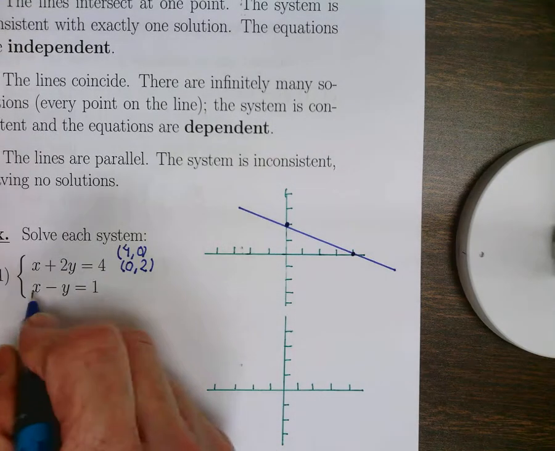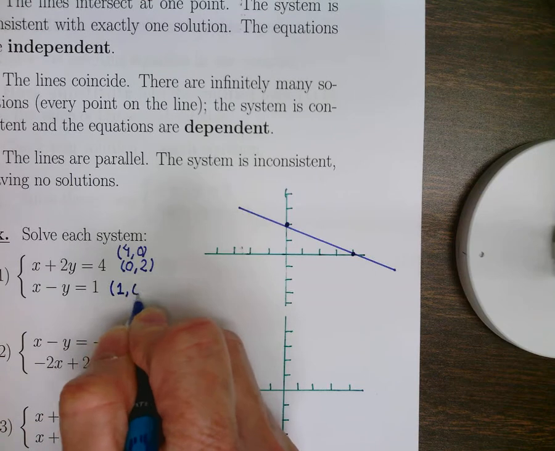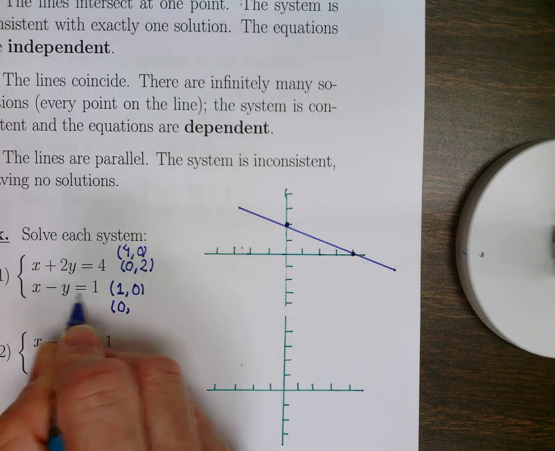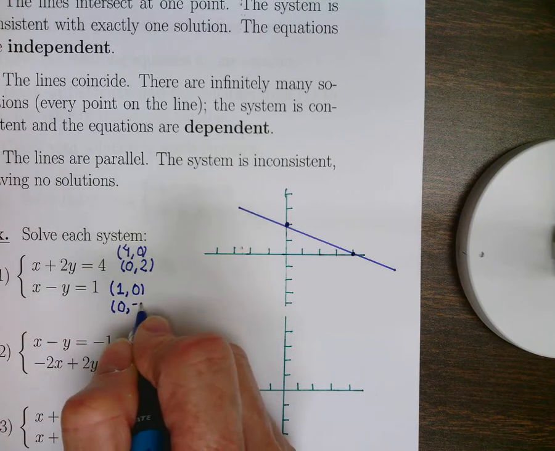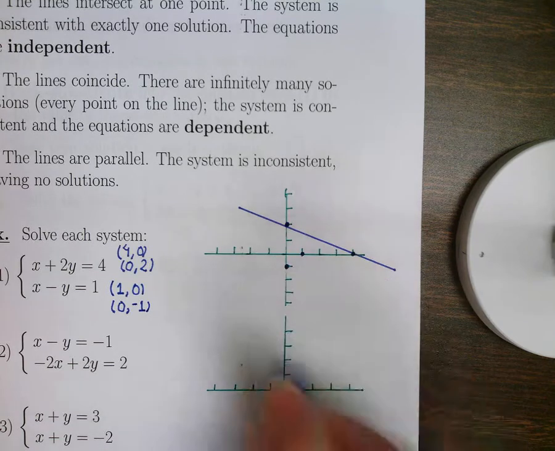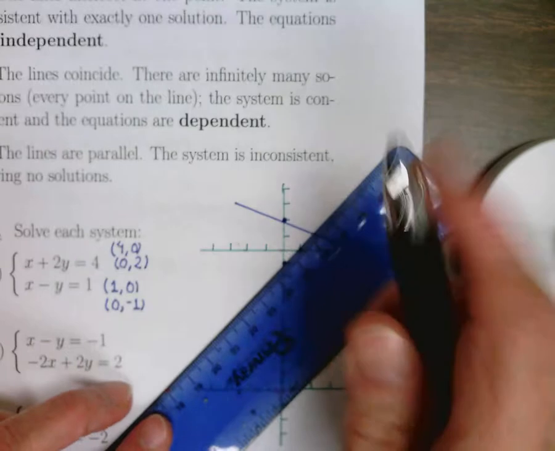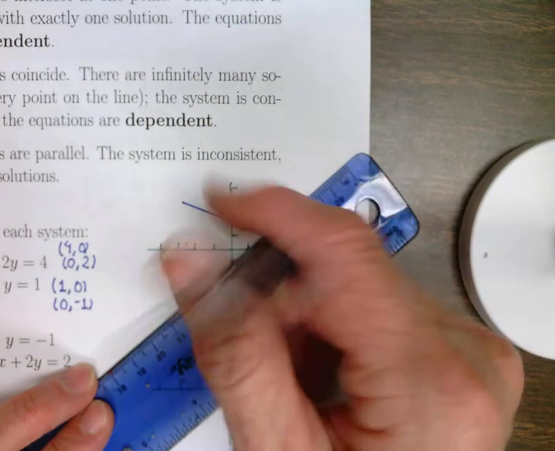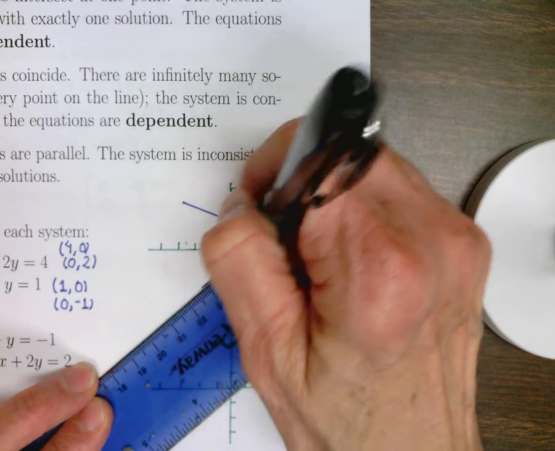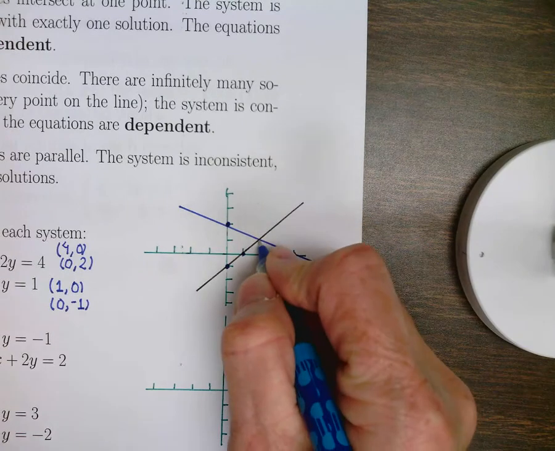The second one, x minus y equals 1. Let's see, if x is 1, it looks like y will be 0. If x is 0, we get minus y equals 1, so y has to be negative 1. So (1, 0) and (0, -1). Now if I draw this line, and let me use a different color, it looks like these two lines intersect right here at the point (3, 1).